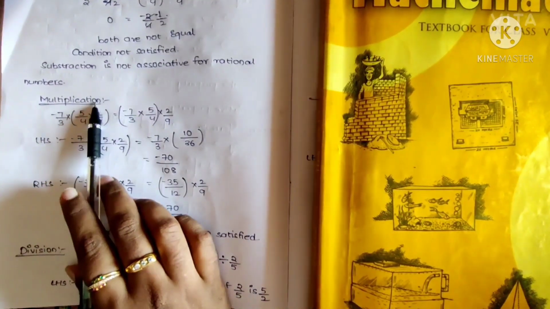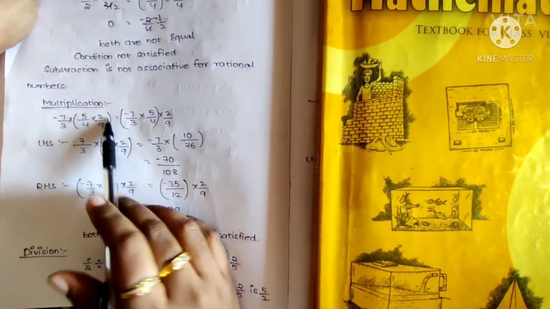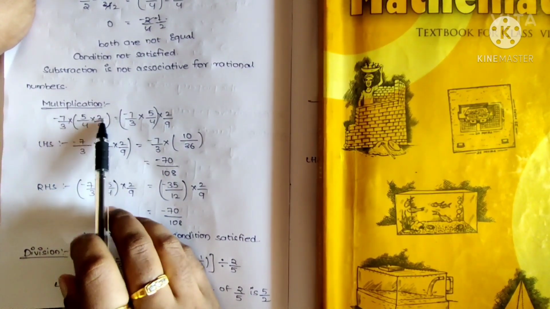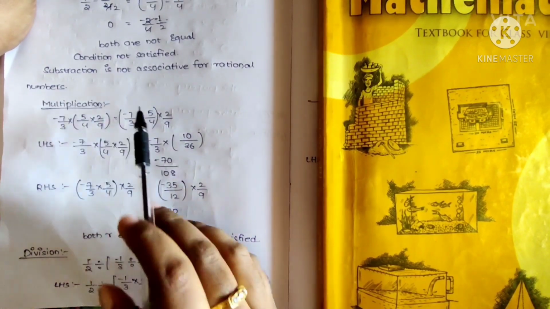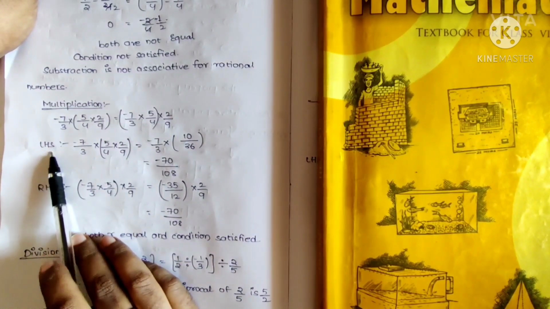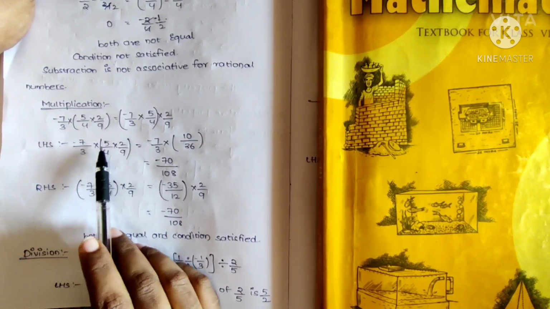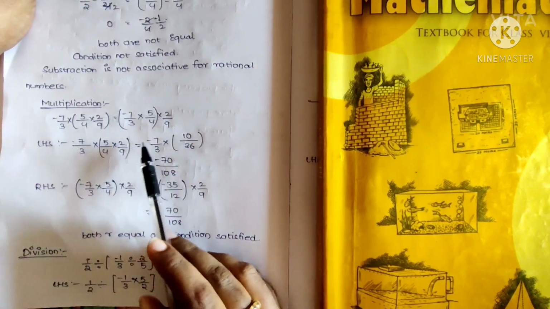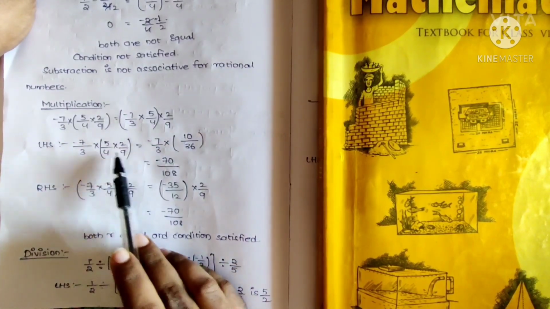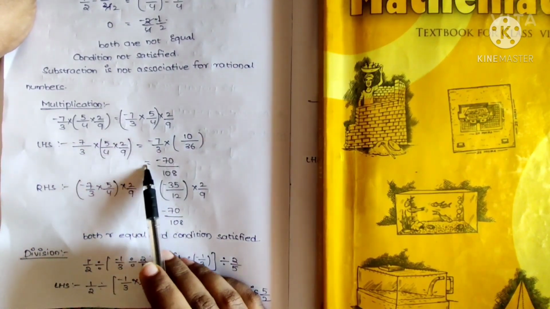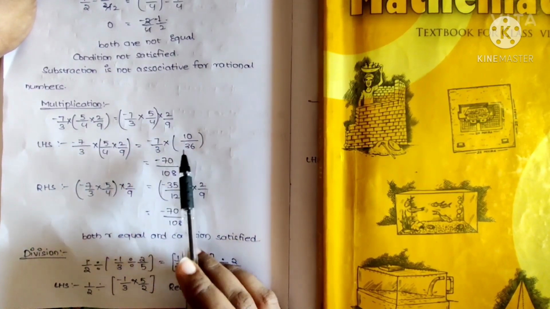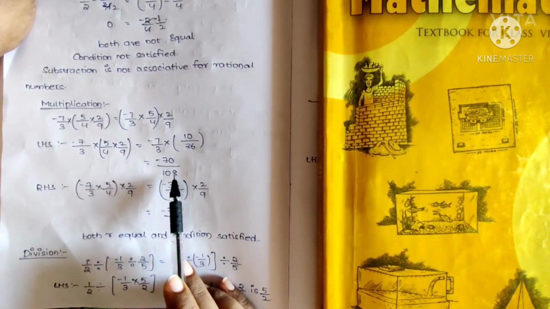Now let us see the multiplication in associative property. (−7/3 × 5/4) × 2/9 equals −7/3 × (5/4 × 2/9). Now take the LHS. Let us solve this. −7/3 into, in brackets, 5 into 2 equals 10, 4 into 9 equals 36. Minus 7 into 10 equals minus 70, 3 into 36 is 108, that is minus 70 by 108.